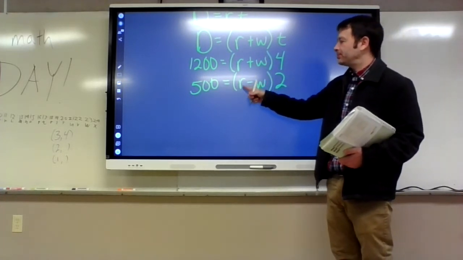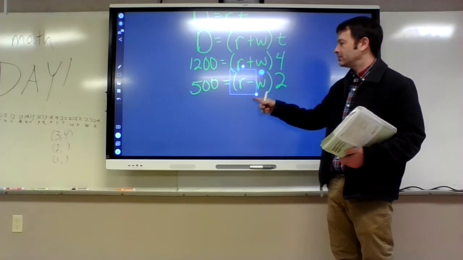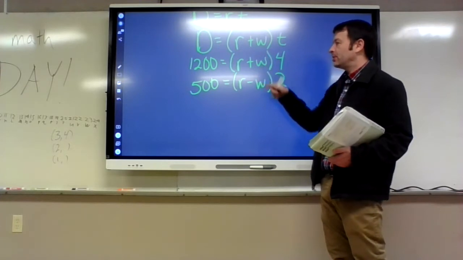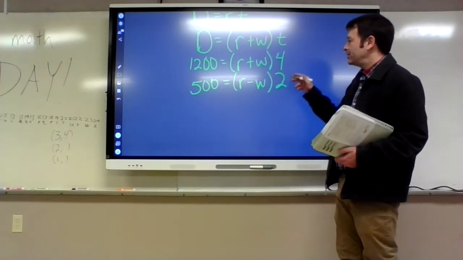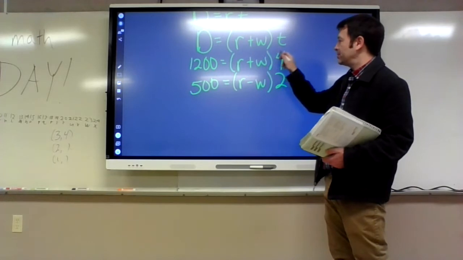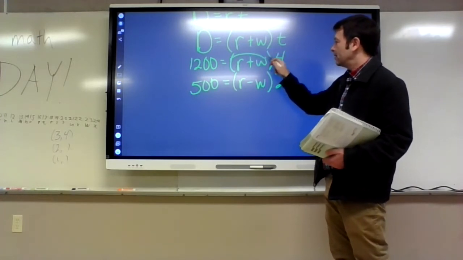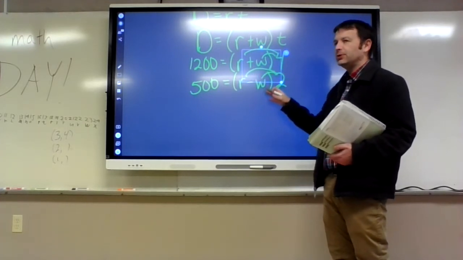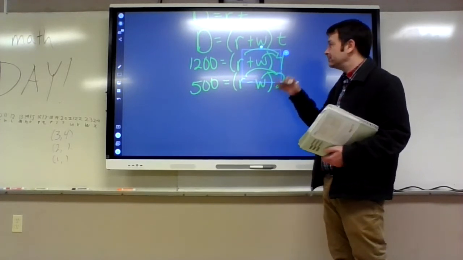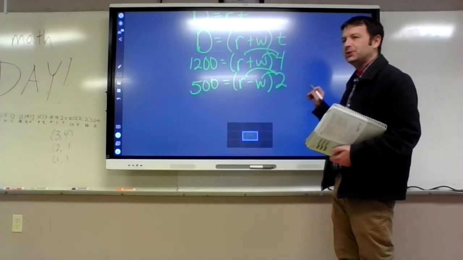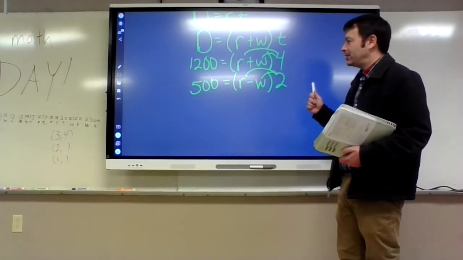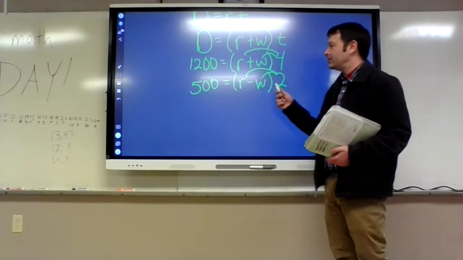The question is, what's the speed of the plane? That's the R, like rate, speed. And W is the wind speed. So I wanted to figure out what R and W are. Now you could just do the distributive property, and then it would look like 4R plus 4W, 2R minus 2W. And you remember how we did elimination, multiplying one line? That would work, that would be fine, we could do that.